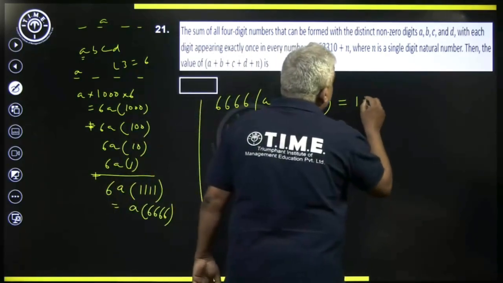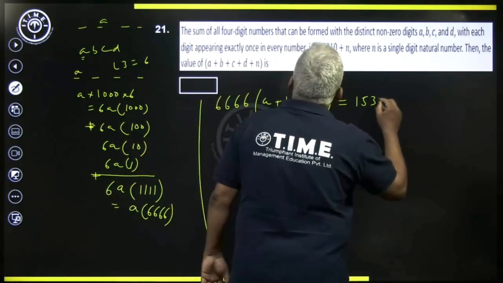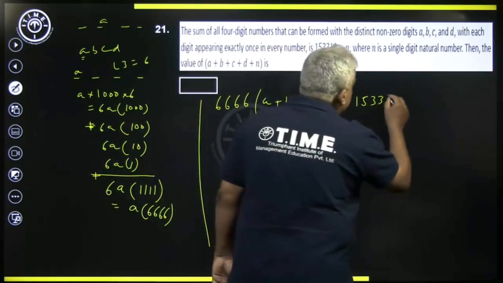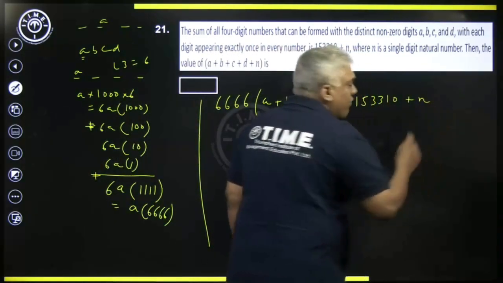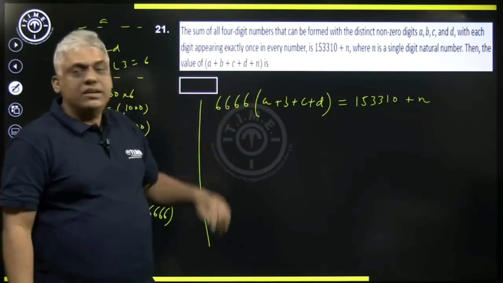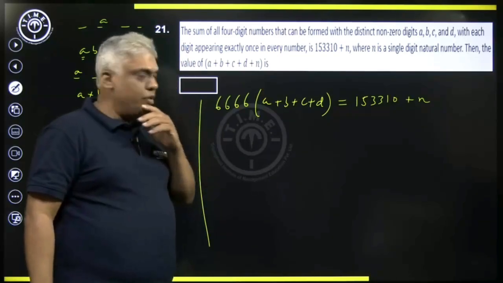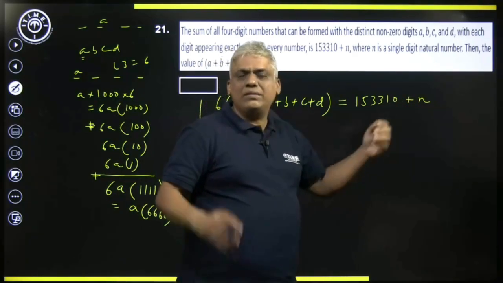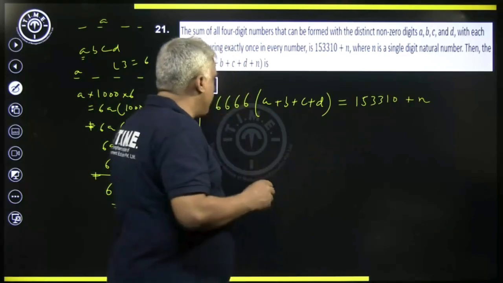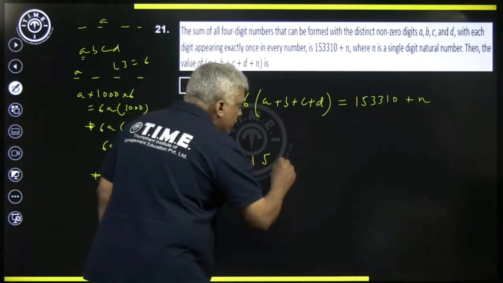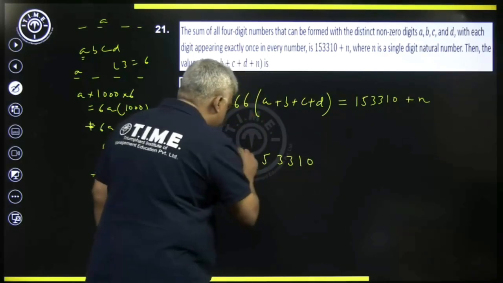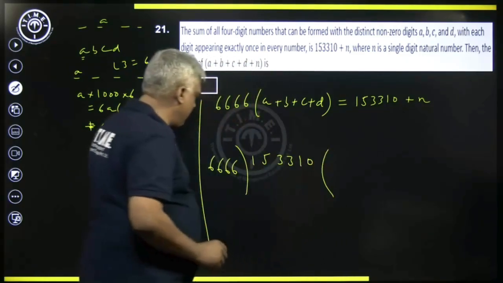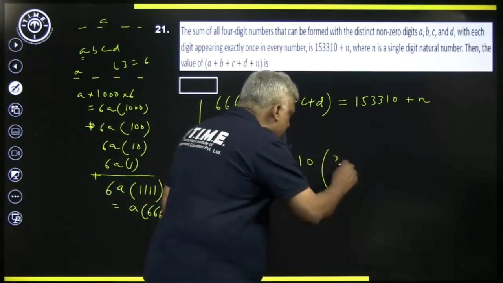This is given as 153310 plus n, where n is a single digit natural number. Now let us try to find what multiple of 6666 will be 153310 plus a single digit number. So let us divide 153310 by 6666. Now let us see here, it will go 2 times.